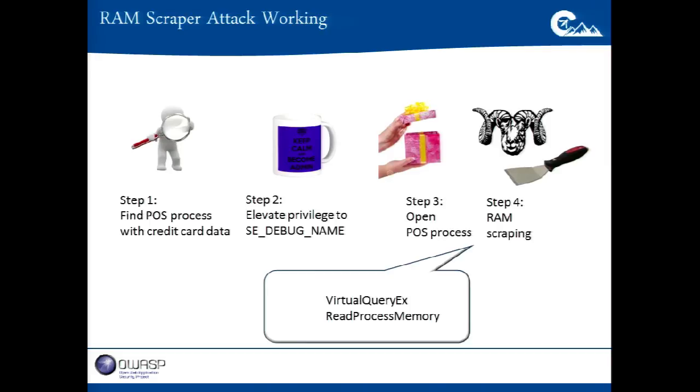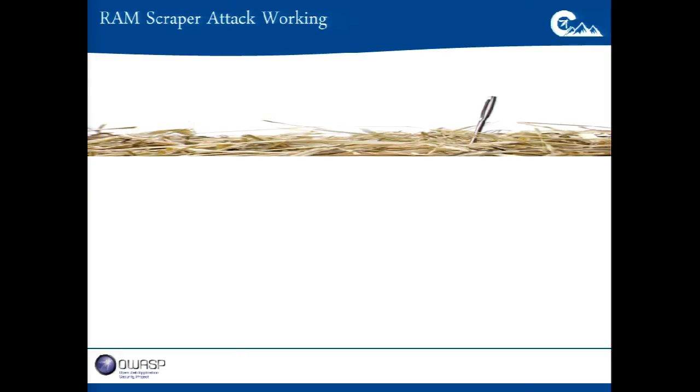And you can do that by VirtualQueryEx and ReadProcessMemory calls under Windows. So it sounds all simple, but it is still like finding a needle in the haystack, because as I said, even on 32-bit Windows, every process gets a large amount of virtual memory. On 64-bit Windows, every process gets a really humongous amount of virtual memory. So if you just start looking at all memory segments, you would lose the race.